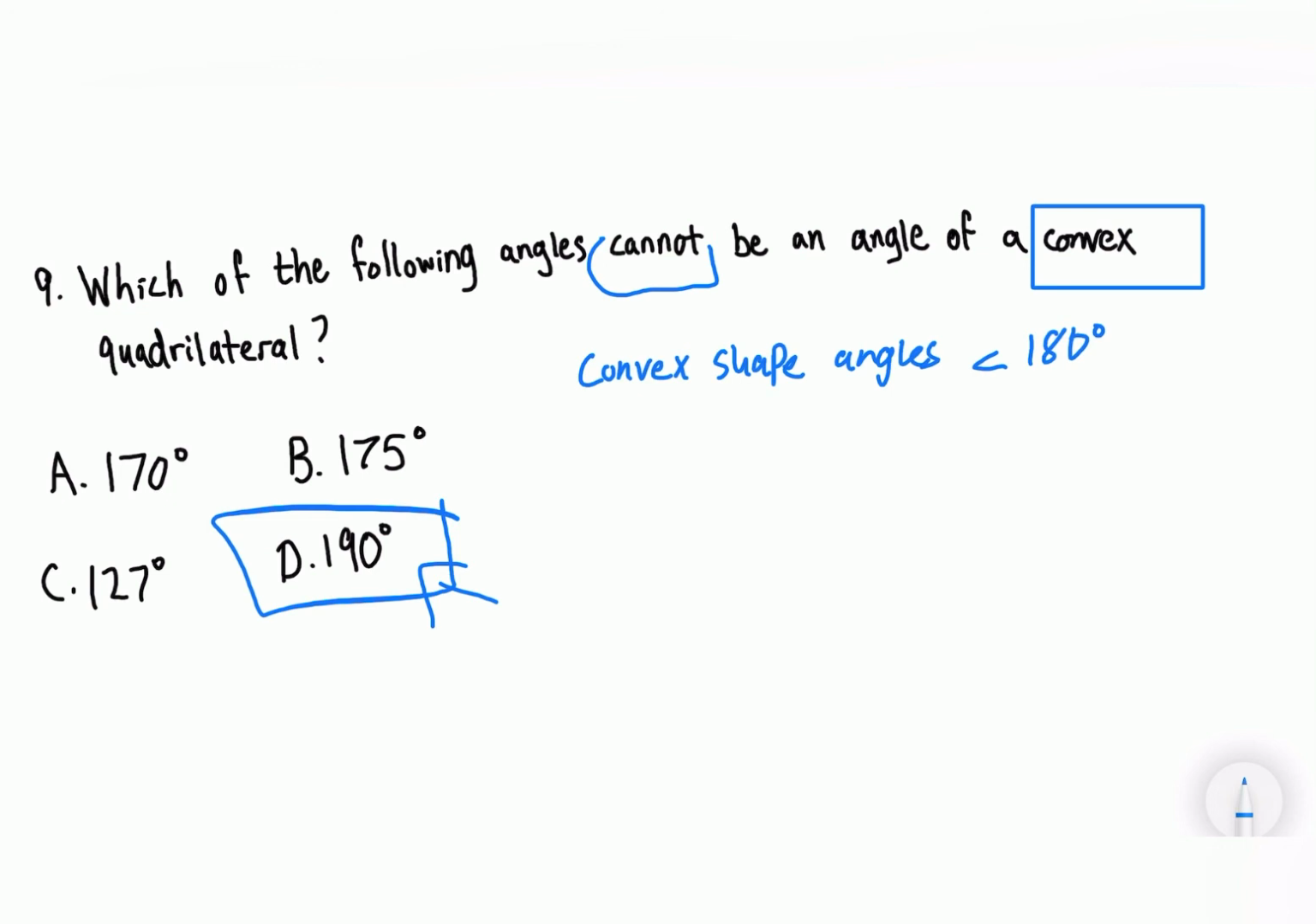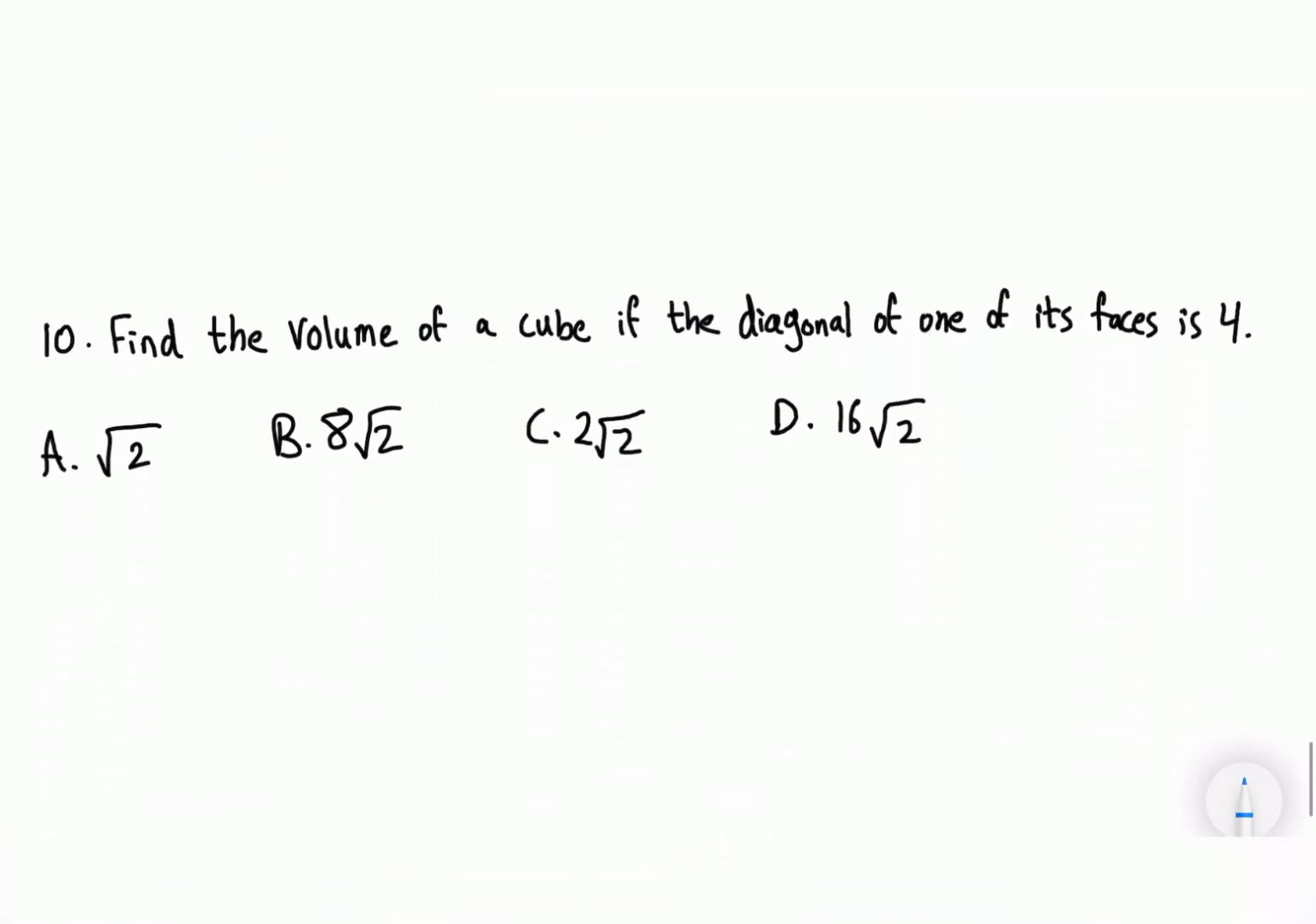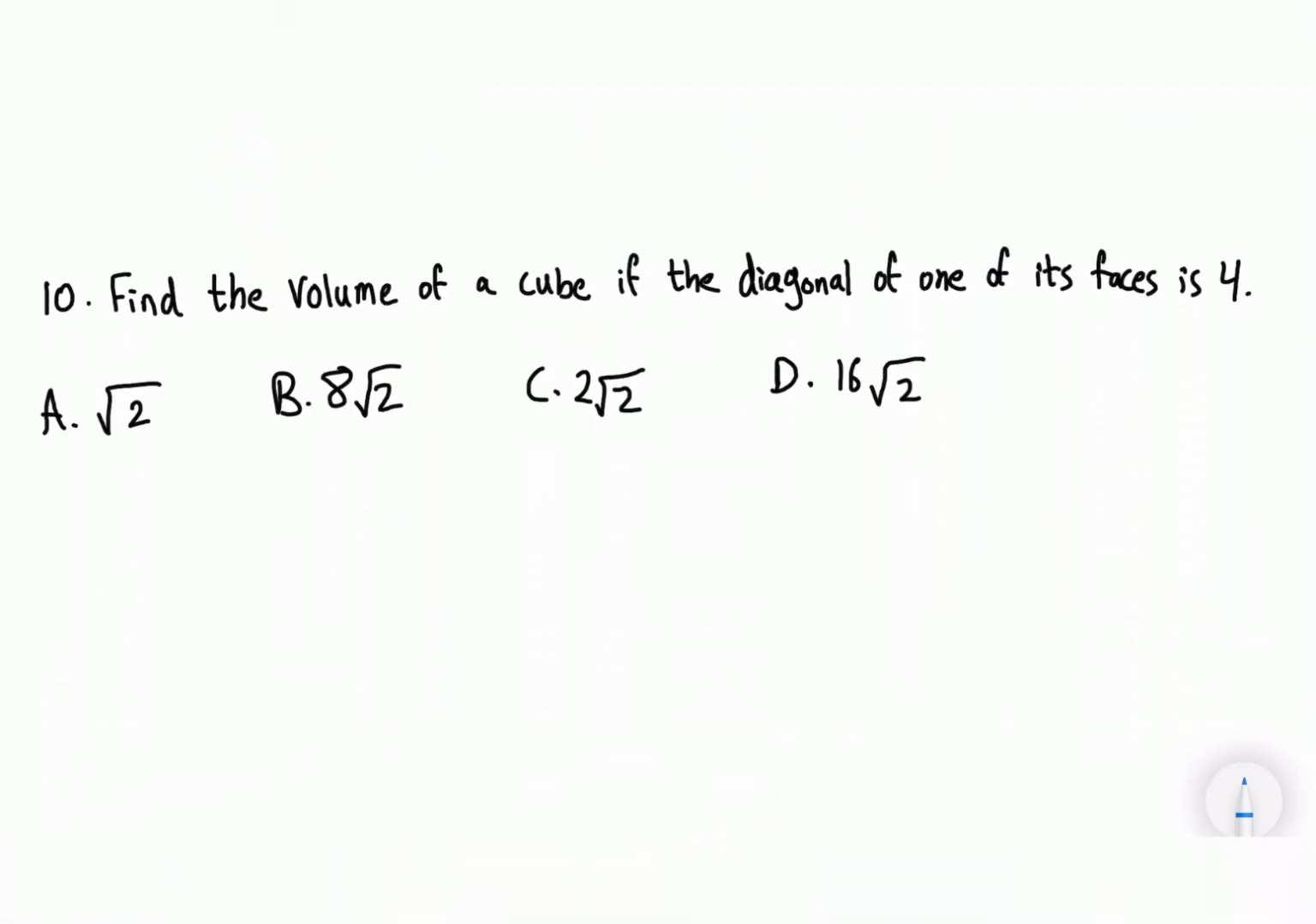Now let's move on to question number 10. This is our final question. I'm glad you made it through. So it says, find the volume of a cube if the diagonal of one of its faces is 4. Okay, so we know that to find the volume of the cube, we need to find one of the sides.